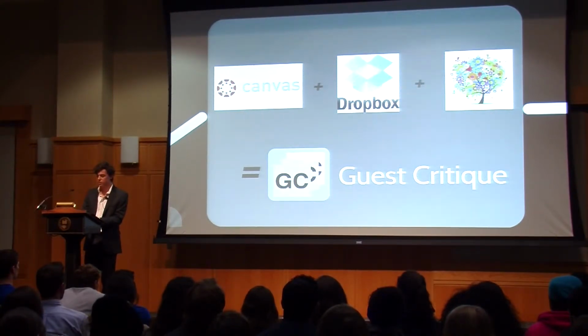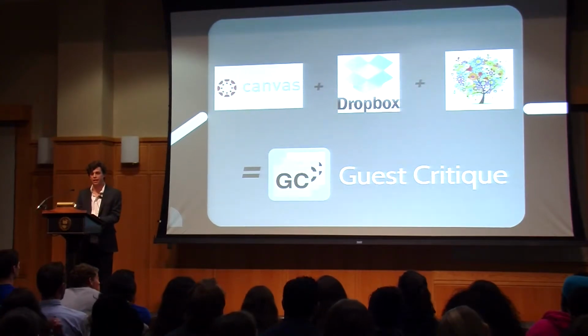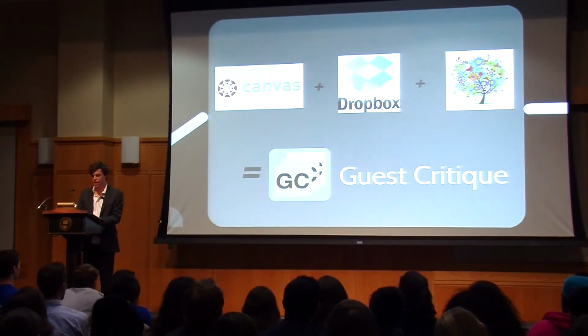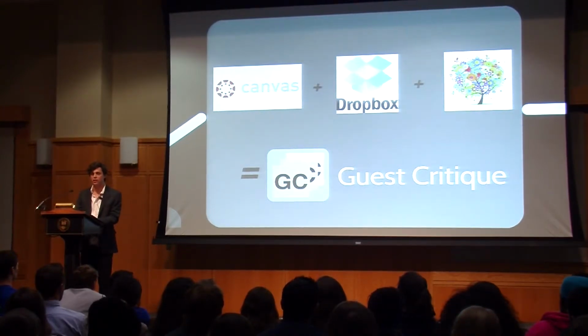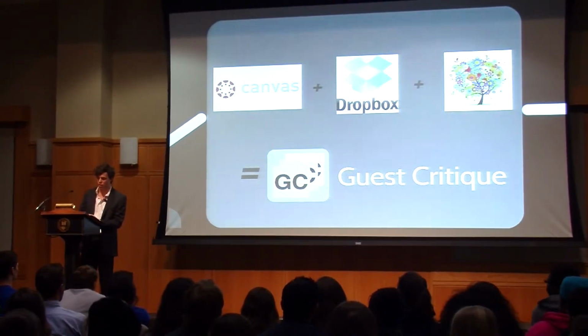Guest Critique allows for the same functionality as Canvas and Dropbox. Therefore, it will be served at an estimated $20,000 annually per school with a starting storage of 25 terabytes. This is based on 100 student users.